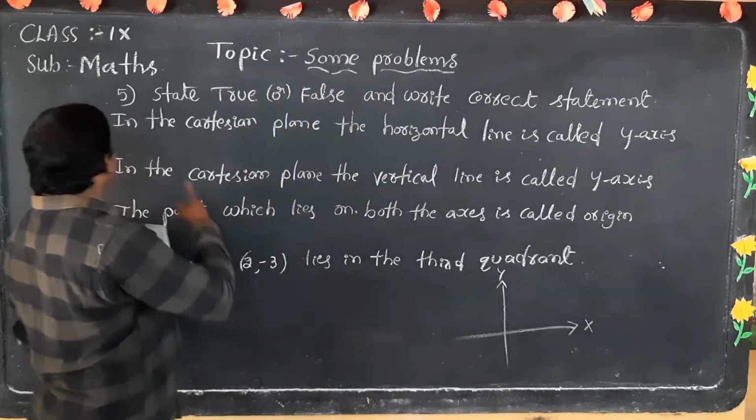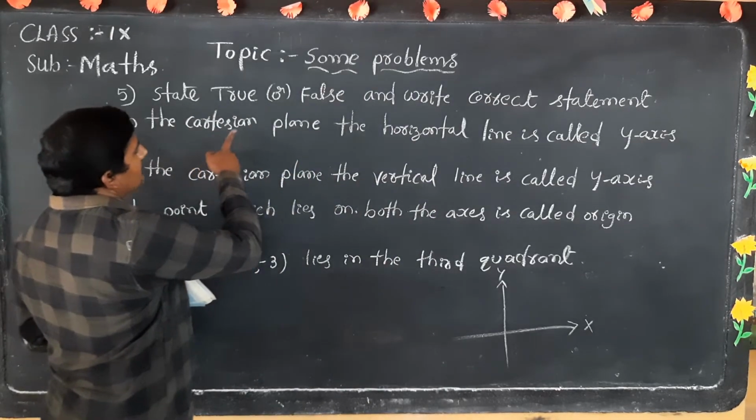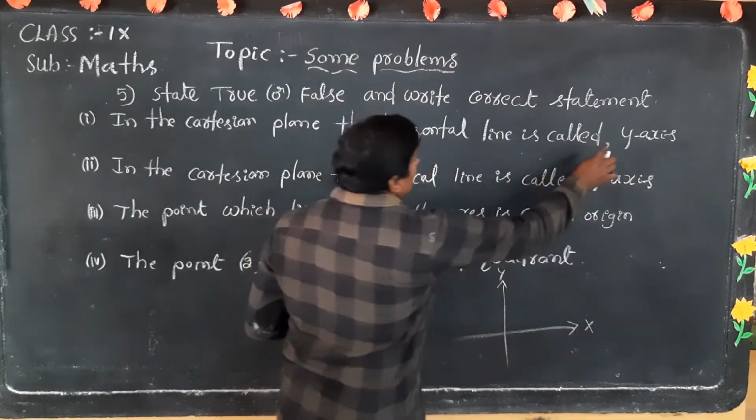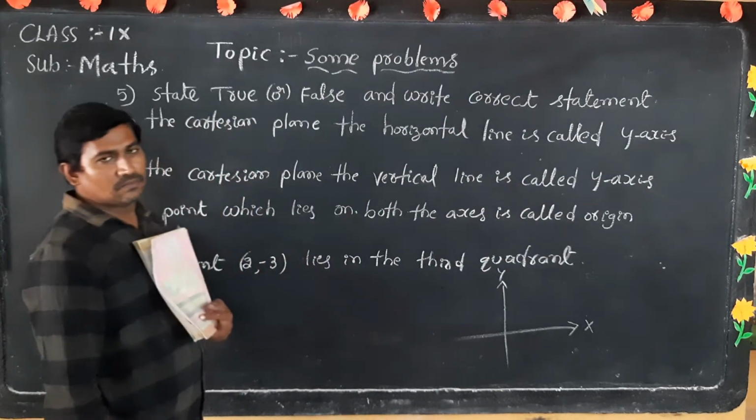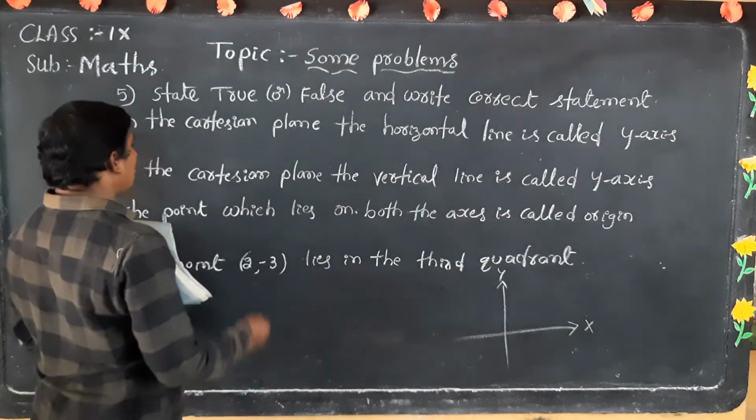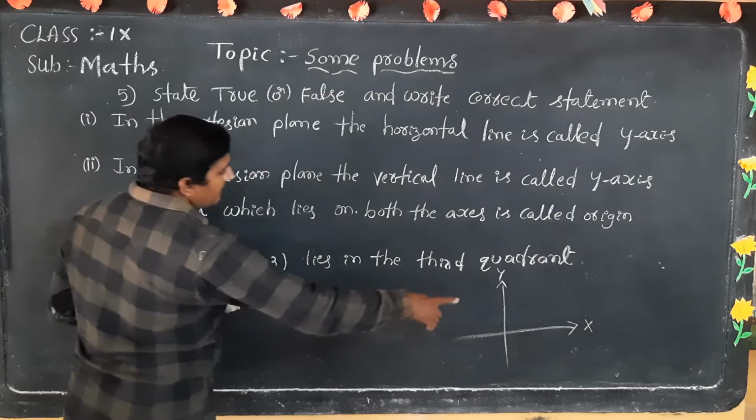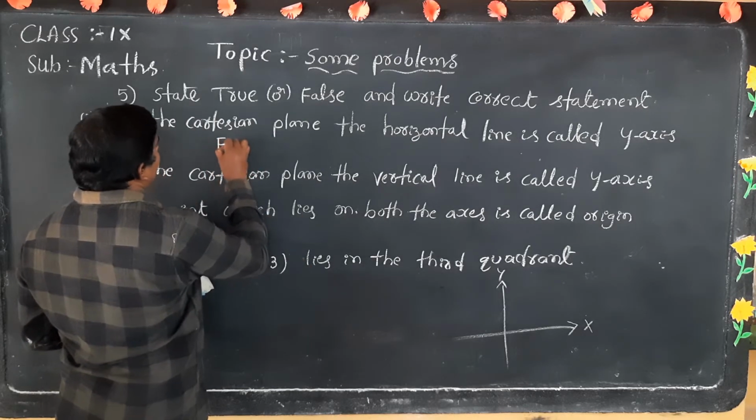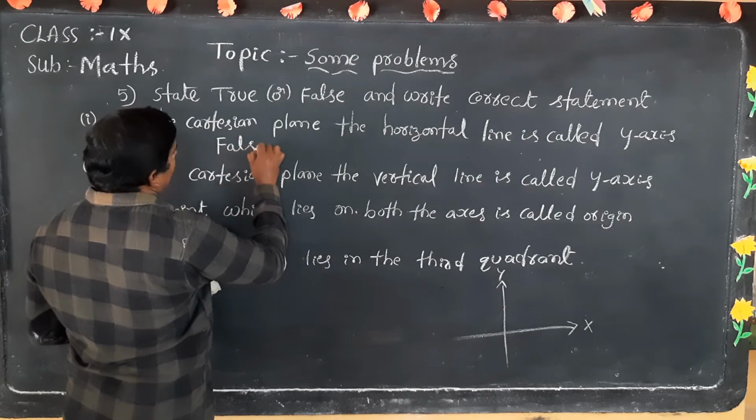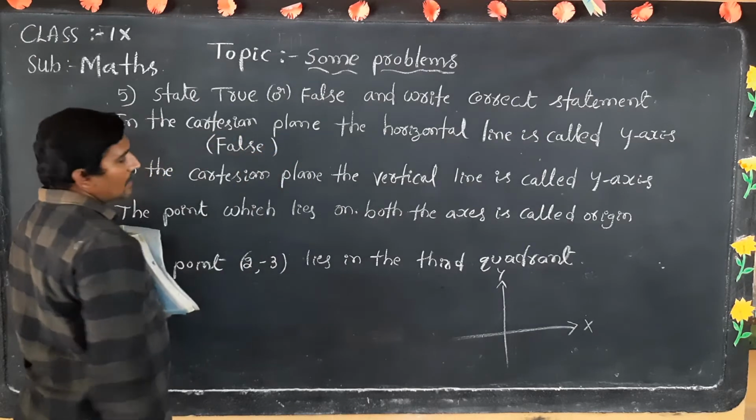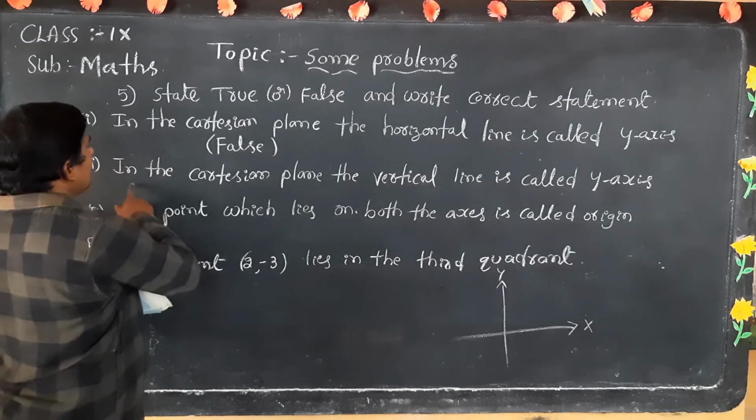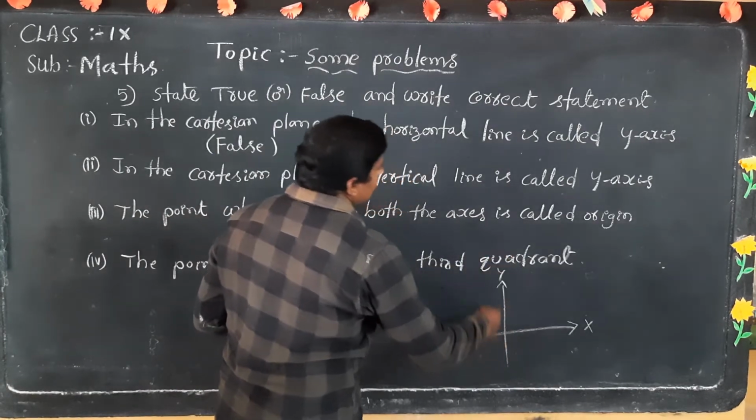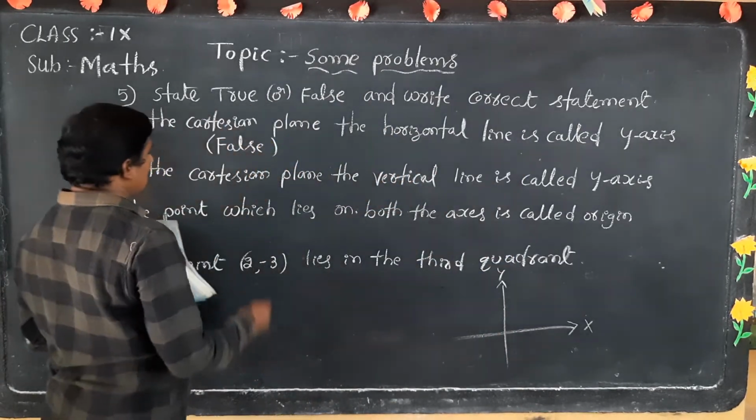Okay. See what they have given: in the Cartesian plane, the horizontal line is called y-axis. True or false? Say false. Why? The horizontal line is x-axis. So this is false. Okay, false. And next, second one: in the Cartesian plane, the vertical line is called y-axis. They also gave y-axis only. So true.